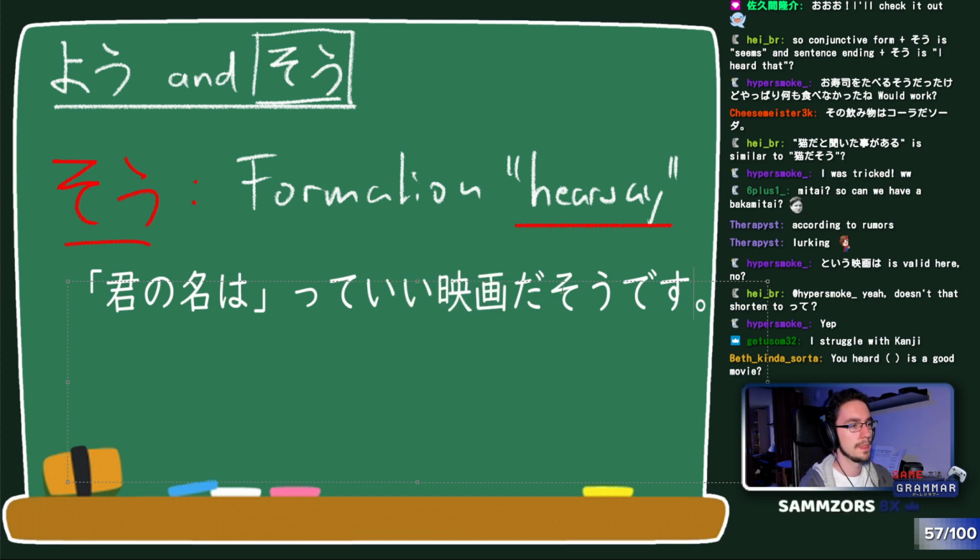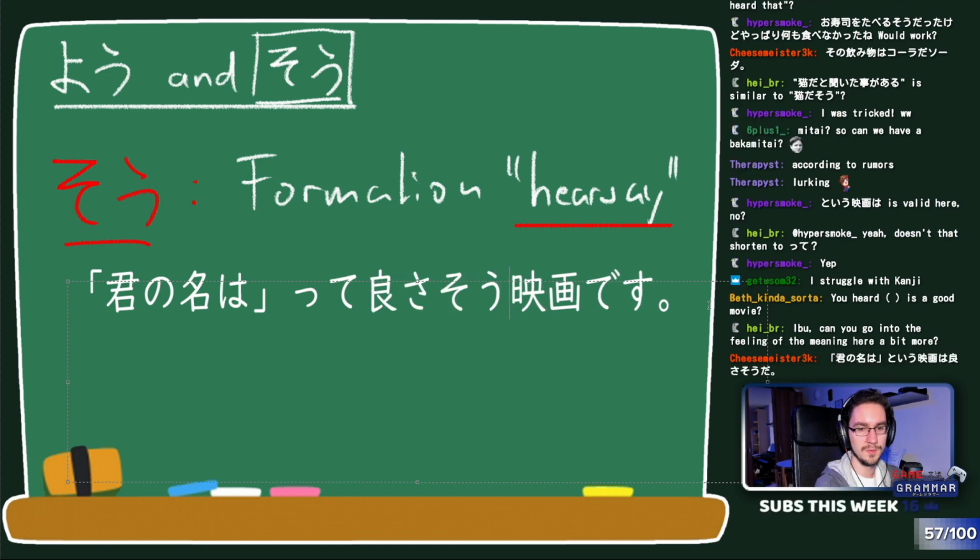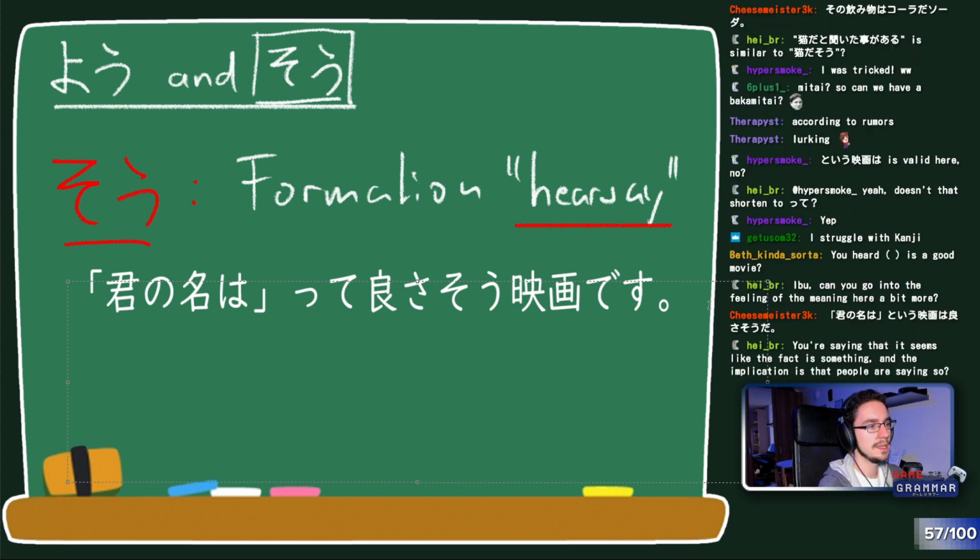Yes, exactly. Now, if you wanted to say, it seems like a good movie to me, you would actually have to rephrase it a little bit. You would have to say, like, 良さそう。良さそう映画. A movie that seems good to me. 良さそう映画です. That seems like you maybe have seen some clips and it seems kind of good. 君の名はという映画は良さそうだ. Yeah. Or you could say, yeah, 良さそう映画です.